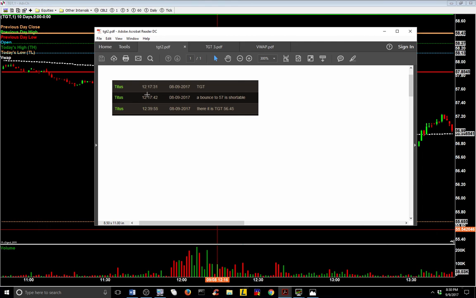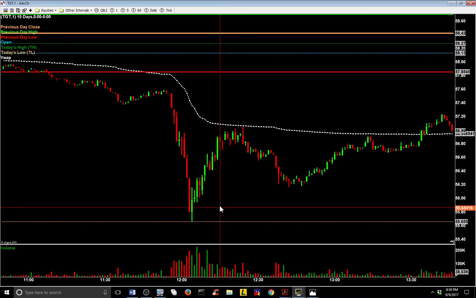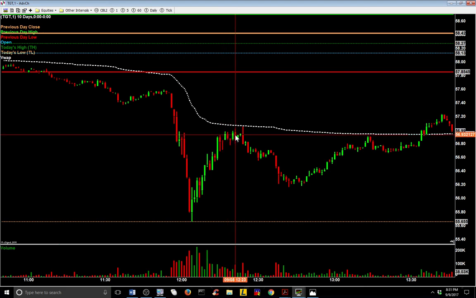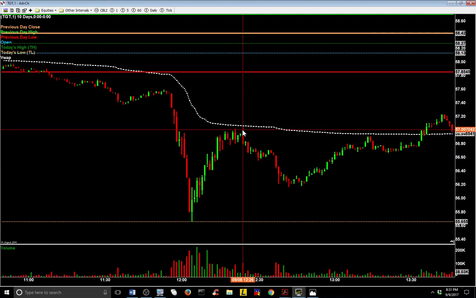Let's take a look at that 12:17 candle. Here, Target at that time was trading $56.90. This alert was given 6 minutes prior to the trade entry target of $57, either at this candle at 12:23 or this candle at 12:26.